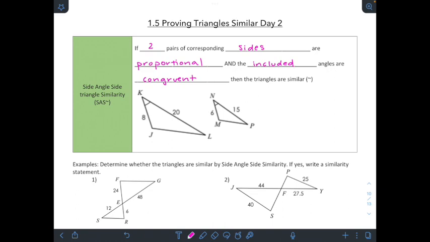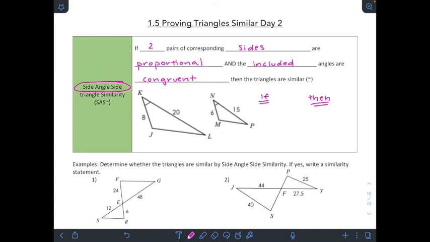So as we did before, we're going to use the name of this type of similarity to walk us through the process. Again, this is a situation where if something happens, then we know that we have similar triangles. So we have to find the sides that are proportional and the angles that are congruent. If that is the case, then we can conclude that we have similar triangles and write the similarity statement.